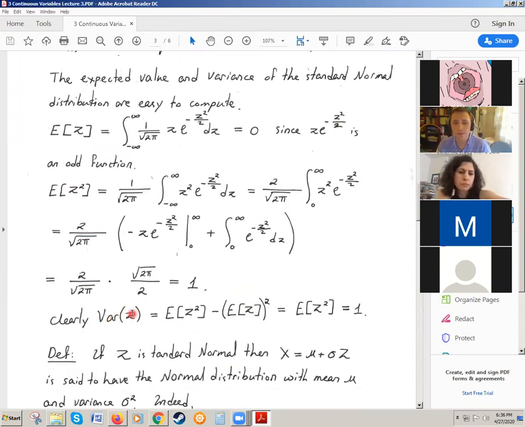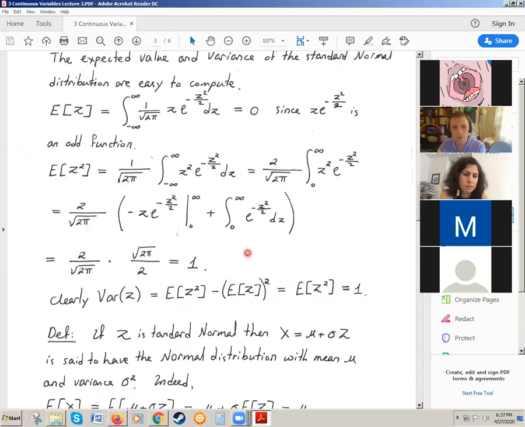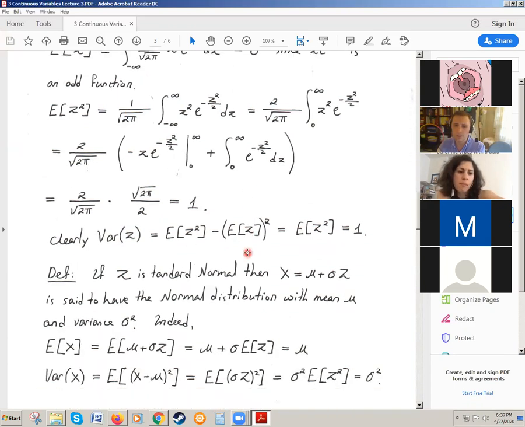And the variance of z is then very simple to calculate, because the variance of z is the expected value of z squared minus the square of the expected value of z. Now this number is 0, so the variance is equal to 1, because it's just equal to the expected value of z squared. Okay, good. So having worked with a standard normal distribution, let's define the normal distribution as follows.